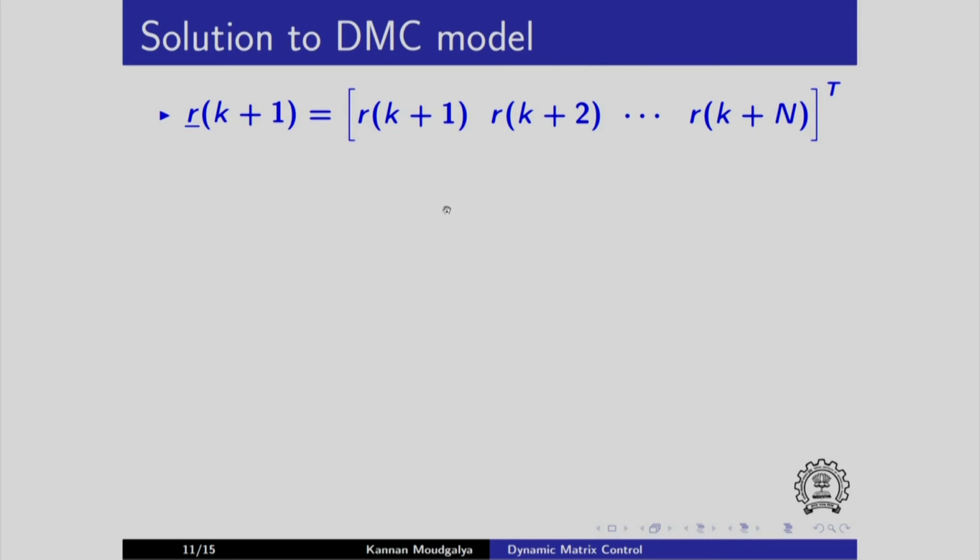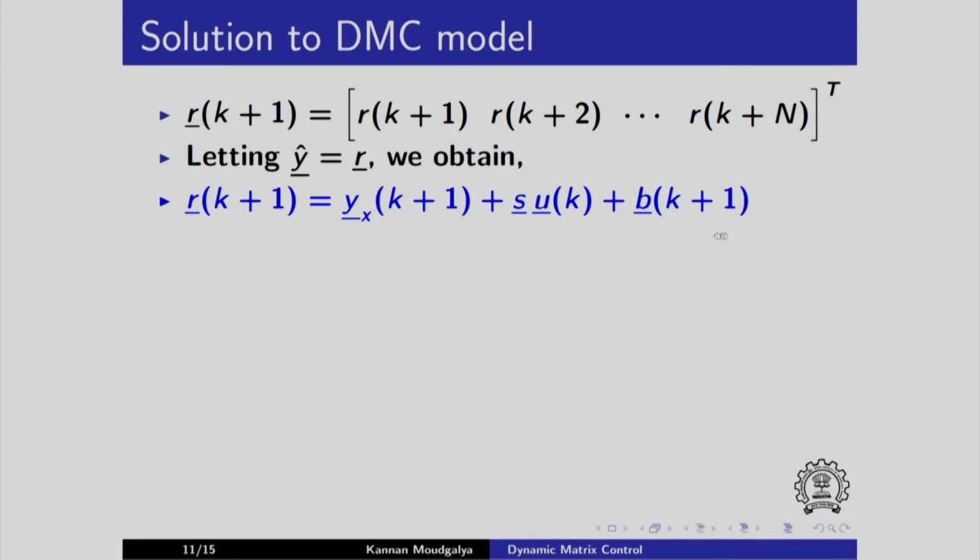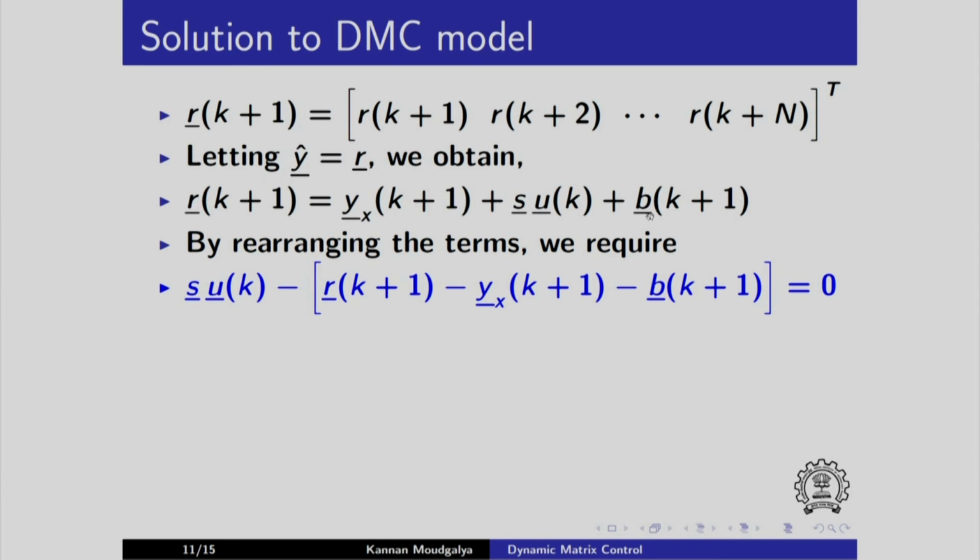Now let us solve the DMC model. Here is the reference signal. Now let us force the plant output to be equal to the reference signal. I get this expression. This is what we had in the previous slide. This was equal to Y hat. Now let us rearrange the terms. I have taken the R underscore term to the right hand side and equated to 0 to get this expression. So I have this minus R here and minus plus here. Similarly, this is going to be plus.